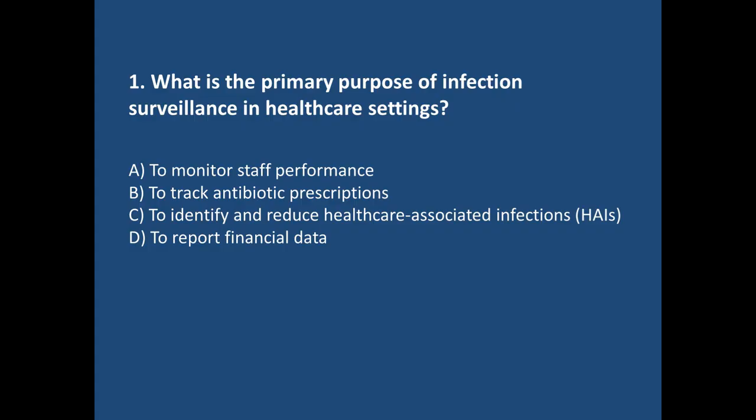Question number 1. What is the primary purpose of infection surveillance in healthcare settings? So we have 4 choices. A. To monitor staff performance. B. To track antibiotics prescriptions. C. To identify and reduce healthcare associated infections. And D. To report financial data. We are going to wait for a few seconds for the correct answer.